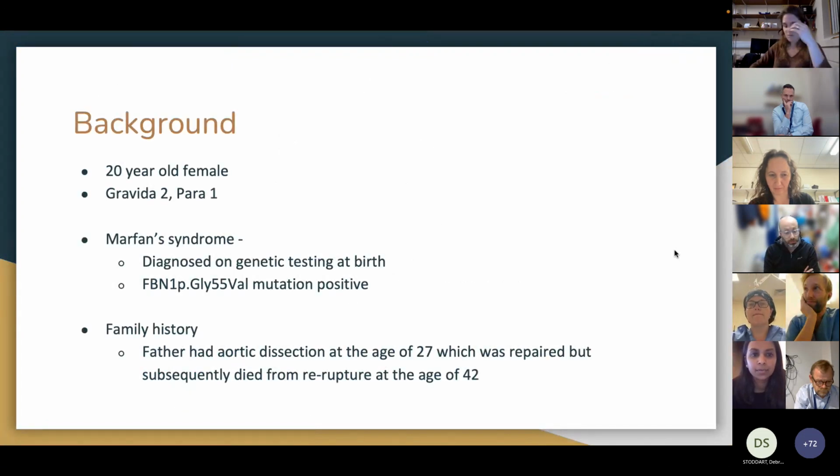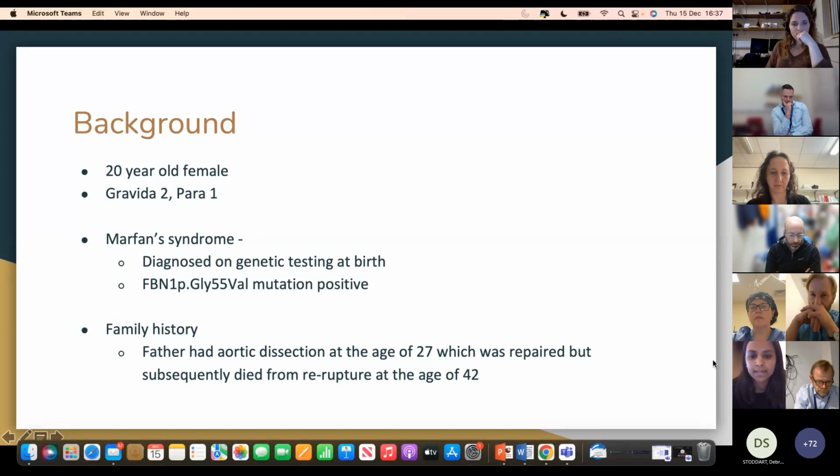Essentially, she's a 20-year-old female who was gravida 2 para 1 with known Marfan syndrome, which was diagnosed on genetic testing at birth. She was positive for the FBN1 gene mutation. She had a positive family history of aortic dissection. Unfortunately, her father had had an aortic dissection at the age of 27, which was repaired, but he subsequently died from a re-rupture at the age of 42. So there were a number of challenges in this patient.